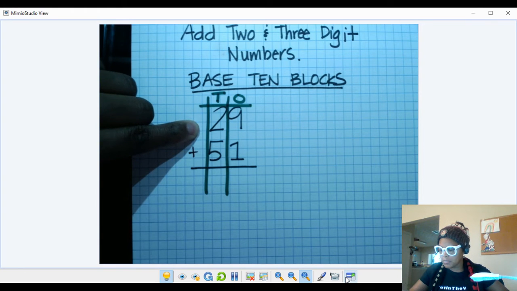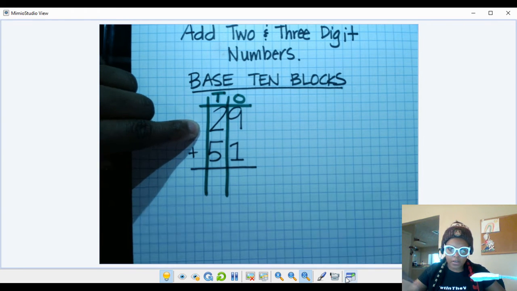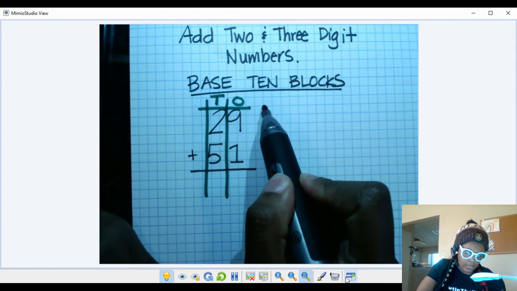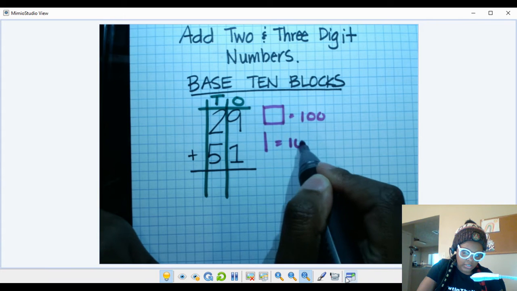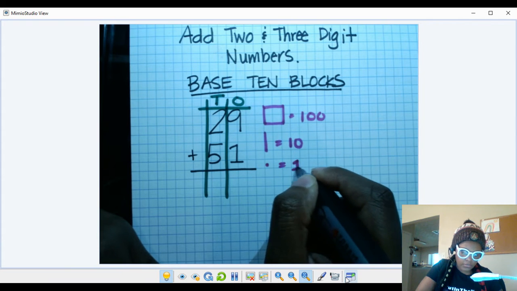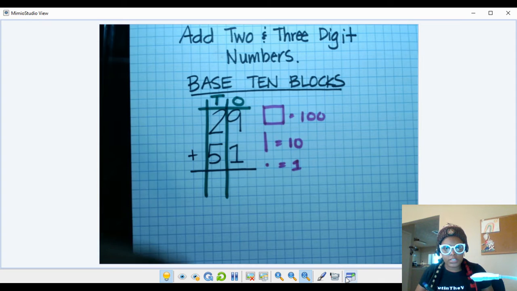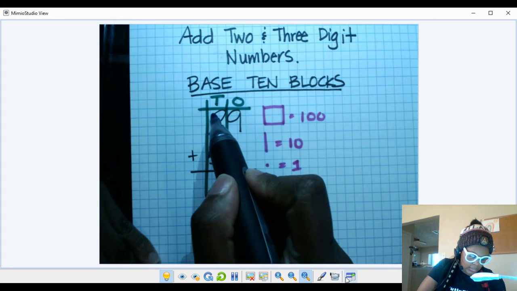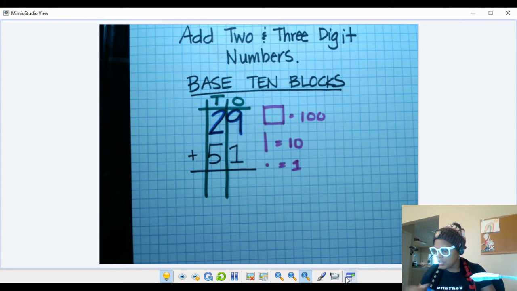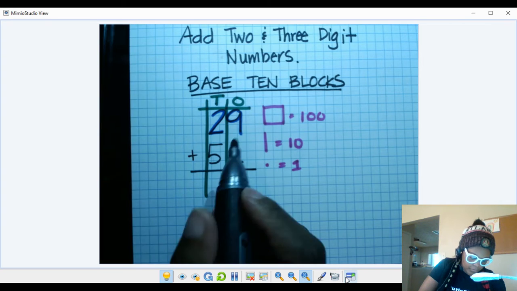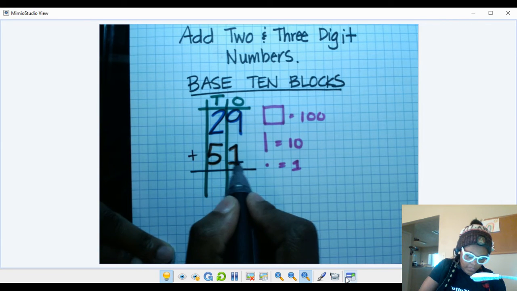And when I say base 10 blocks, I mean the following. I mean that a big square is going to equal 100, a line is going to equal 10, and a dot is going to equal 1. Okay? So let's put our number in the base 10 blocks. And I'm going to use 2 different colors, okay? I'm going to use blue for 29. And I'm going to use brown for 51. And I'll show you why.